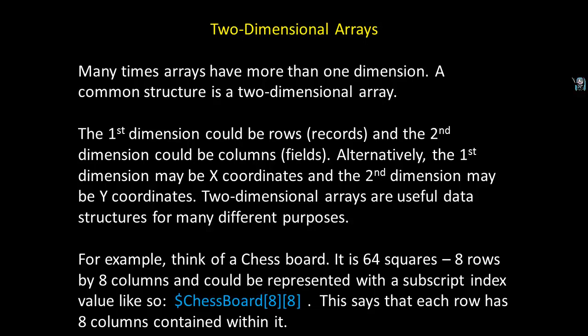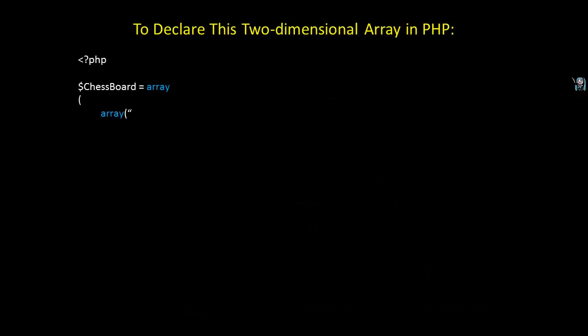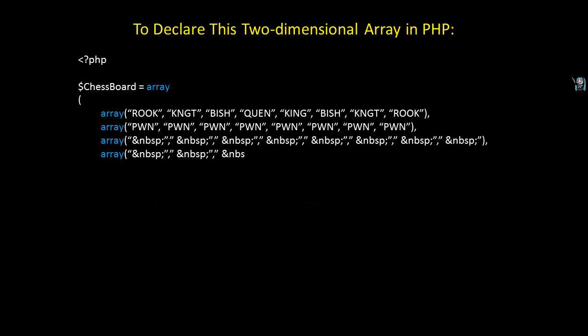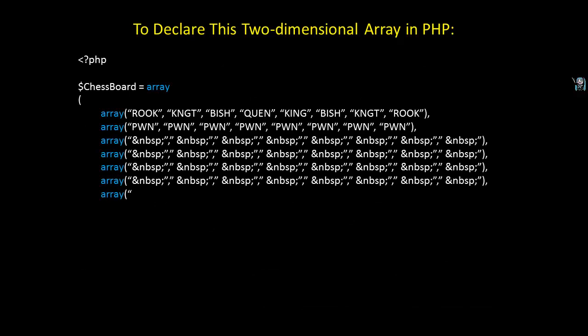It is 64 squares, 8 rows by 8 columns, and could be represented with a subscript index value like so: an array named chessboard, and then 8 and 8. This says that each row has 8 columns contained within it, and that there are 8 rows. So, if we were going to set up this two-dimensional array in PHP, we'd have to do some nesting.